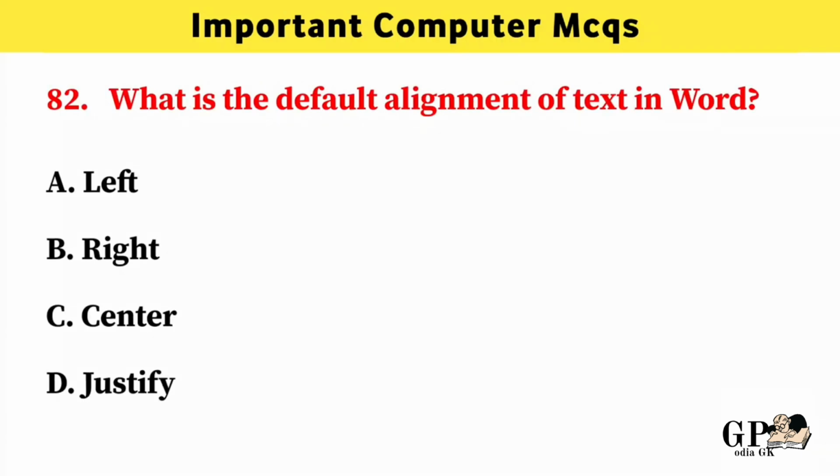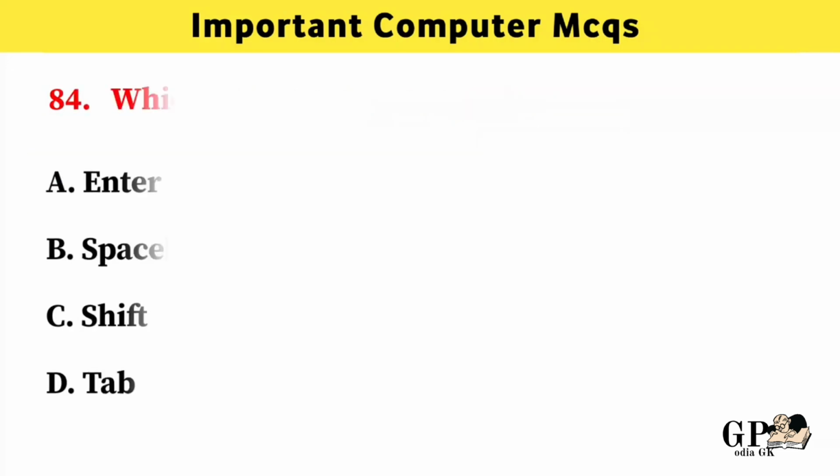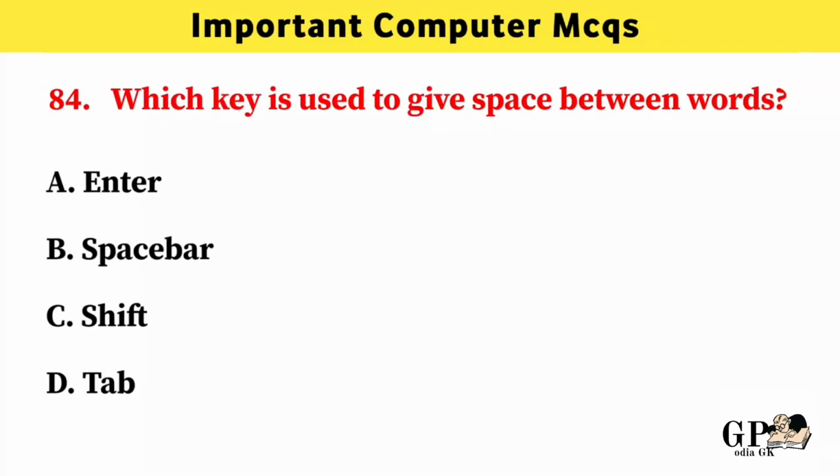What is the default alignment of text in Word? The correct answer is left. Which key is used for capital letters? The correct answer is Shift. Which key is used to move cursor to next tab space? The correct answer is Tab.